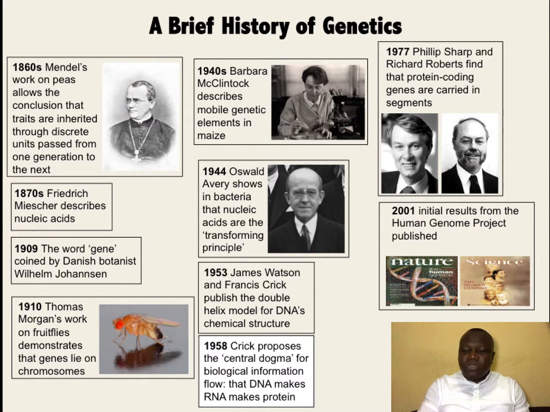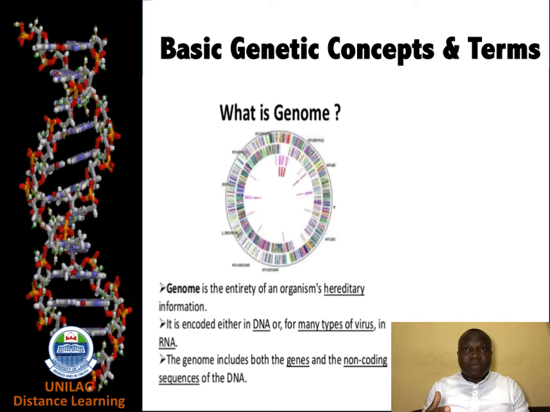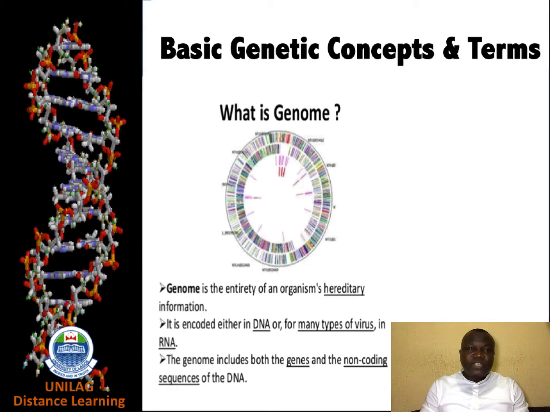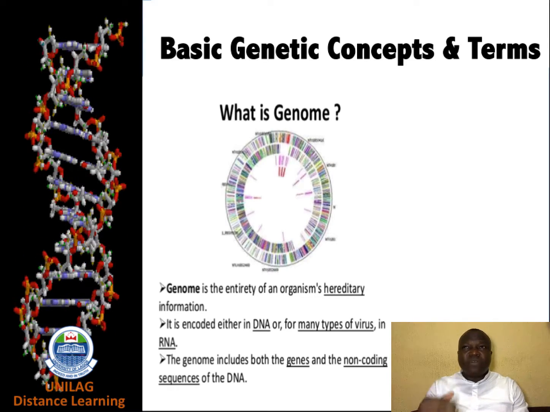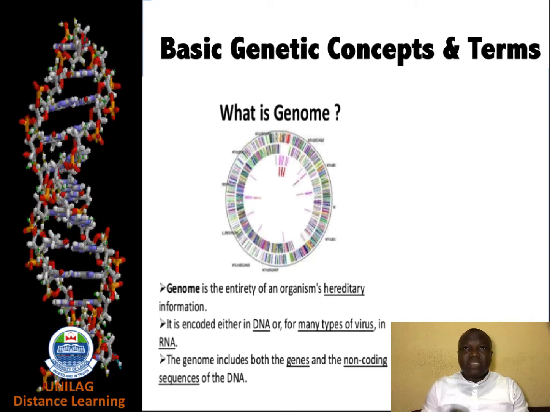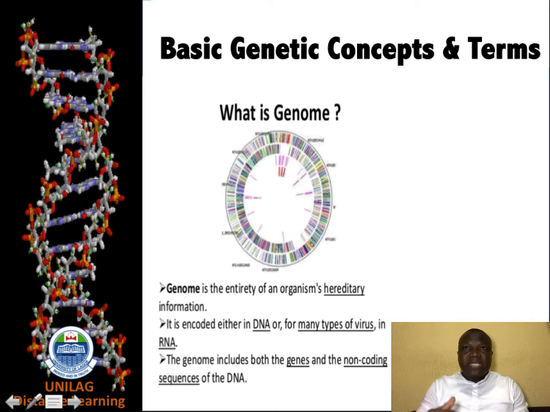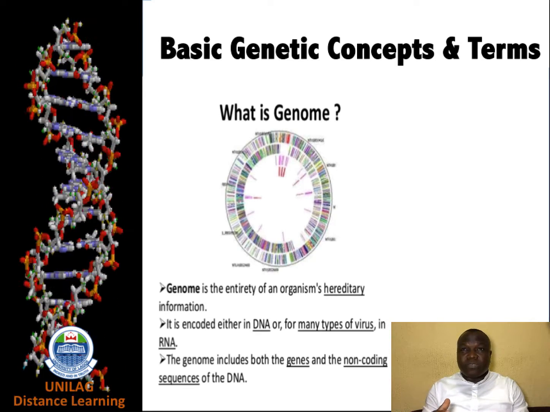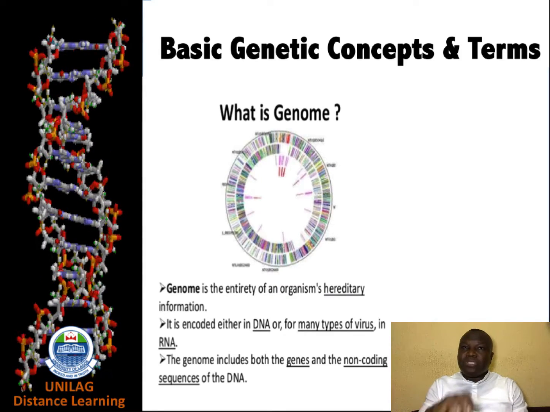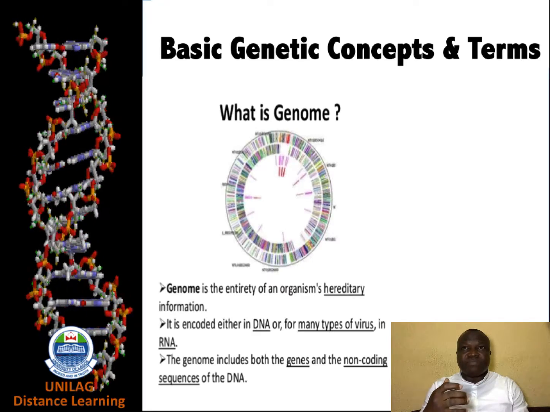Next, we're going to take a look at the basic genetic concepts and terms. And the first that we'll be looking at is the genome. A genome is the full set of genetic information that an organism carries in its DNA. The study of any genome starts with the analysis of chromosomes. And chromosomes are bundles of DNA and protein found in the nuclei of eukaryotic cells.